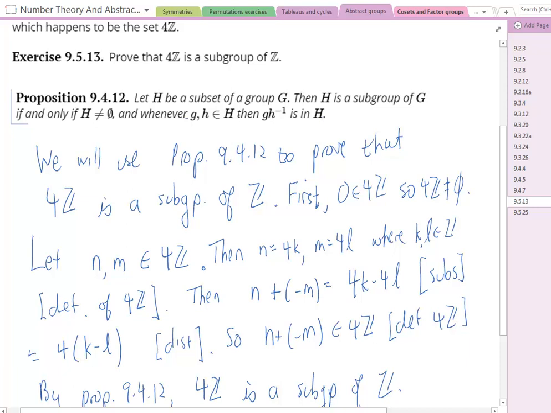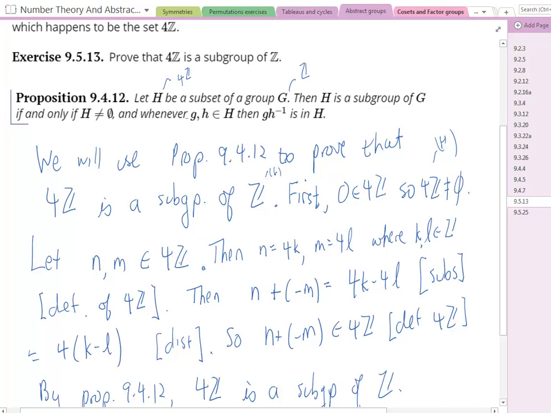So let me take two elements of my subset, which is 4Z. In this case, my H is substituting for 4Z, and my G is substituting for Z. So I'm going to do my proof in terms of 4Z and Z, but you should understand that 4Z takes the place of H, and Z takes the place of G.